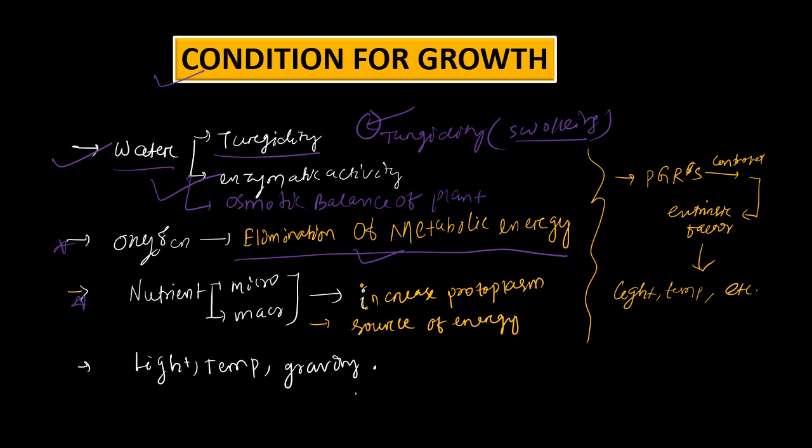Another factor is called nutrients. This is the most important factor. Nutrients are of two types: one is called micronutrients, another is known as macronutrients. These micro and macro nutrients help in the increase of protoplasm, and they are the main source of energy, so that the plant can grow.